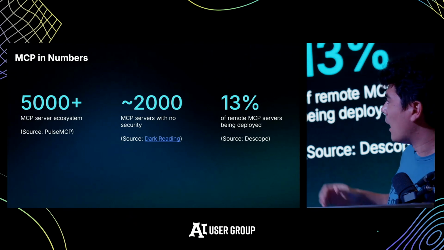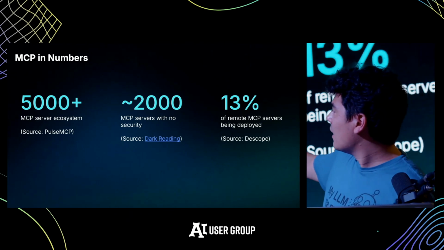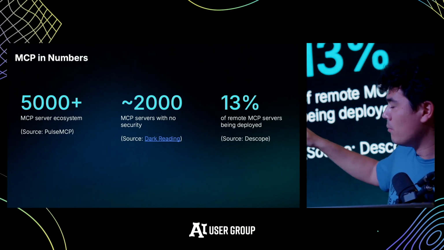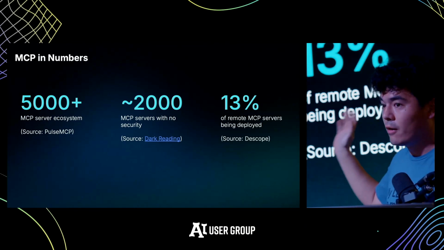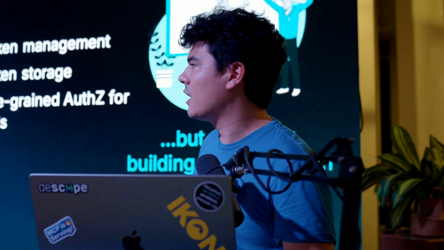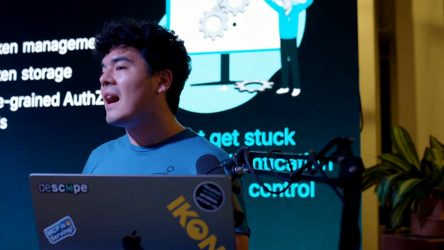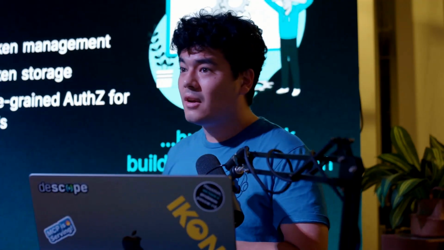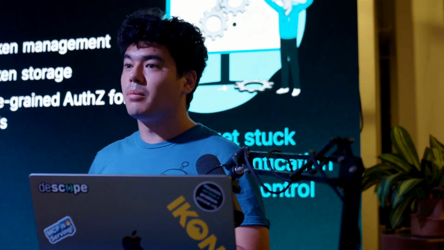Through the numbers here, you can see that most MCP servers that are developed today have no built-in security, and very few actually end up getting deployed. A big reason for that is because adding authentication and authorization to your MCP server can be quite challenging. You have to manage consent. You have to have an OAuth 2.1 compliant provider.